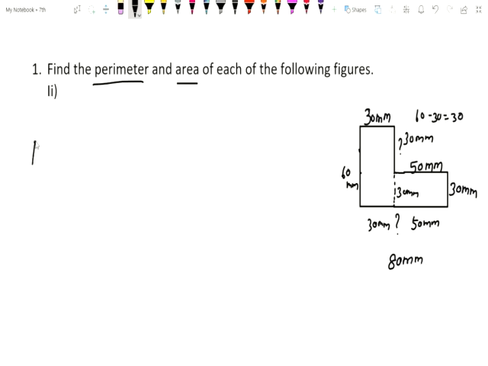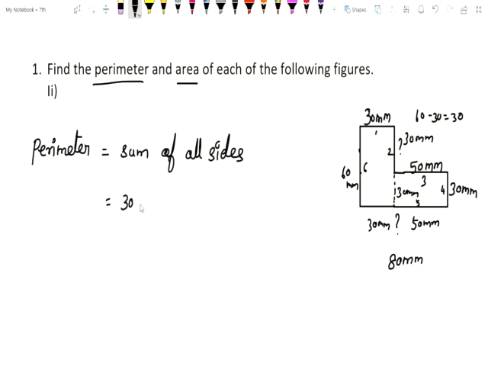Now find the perimeter. So perimeter equal to sum of all sides. Now you add all the sides. First, how many sides are there? 1, 2, 3, 4, 5, 6. Totally 6 sides are there. Okay. The first side 30, second side 30, third side 50, fourth side 30, fifth side 80, sixth side 60. Okay. Now you add this.